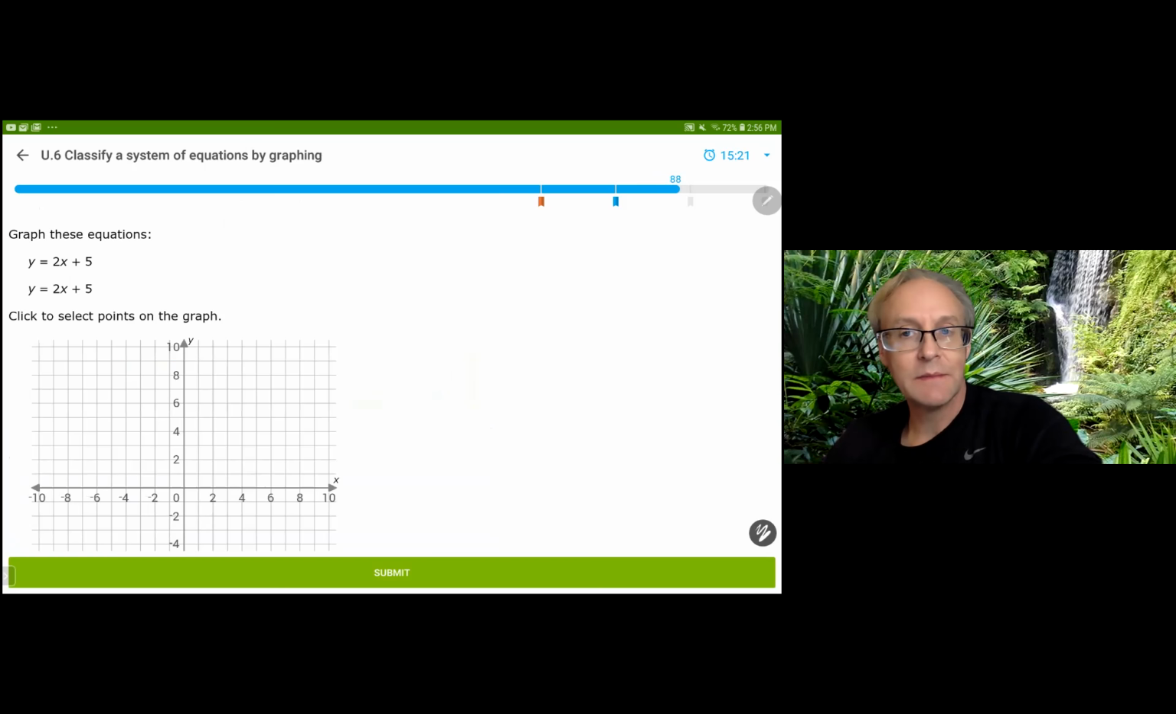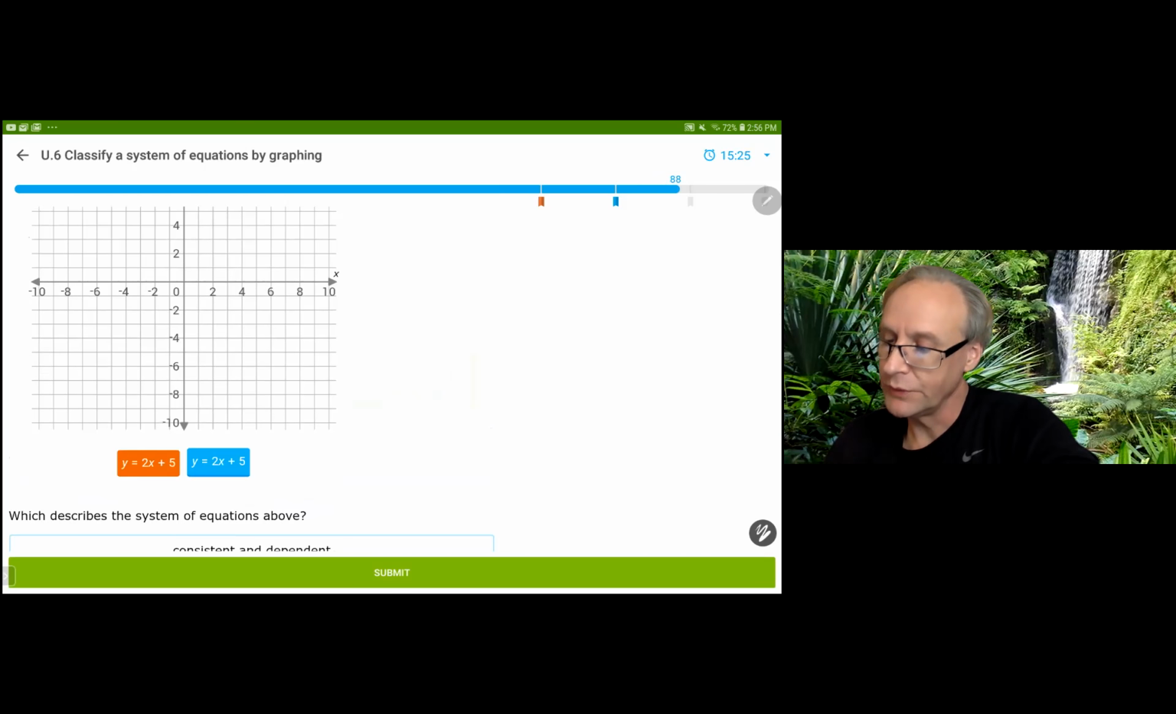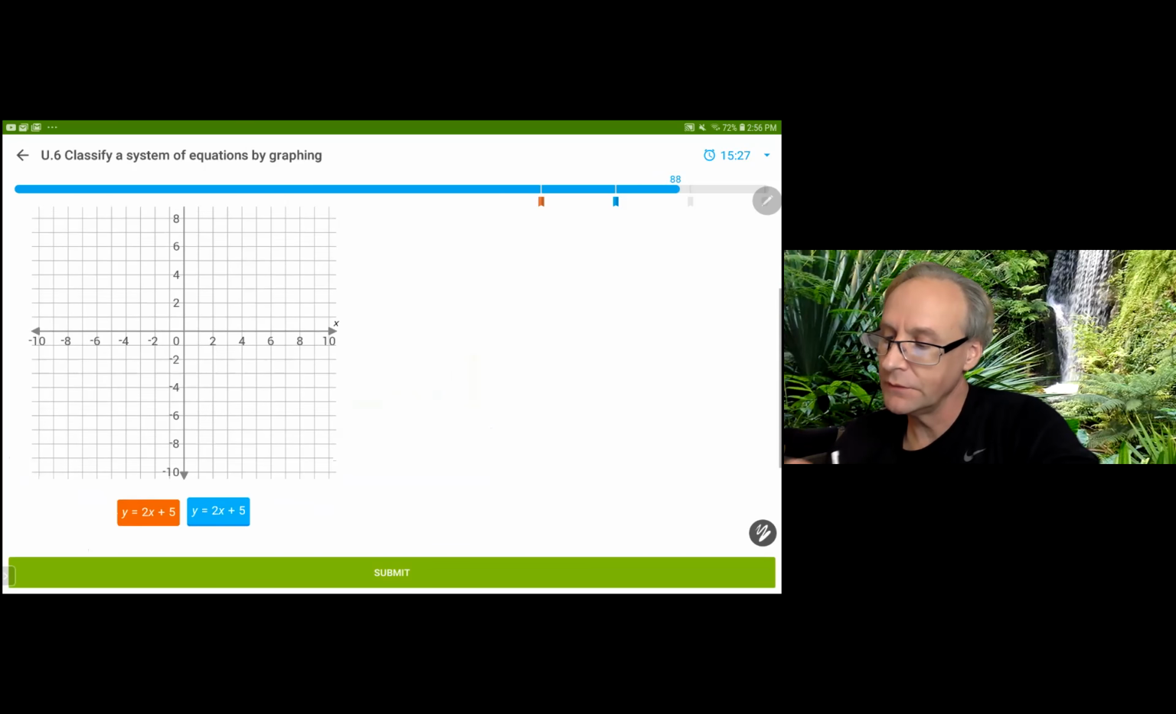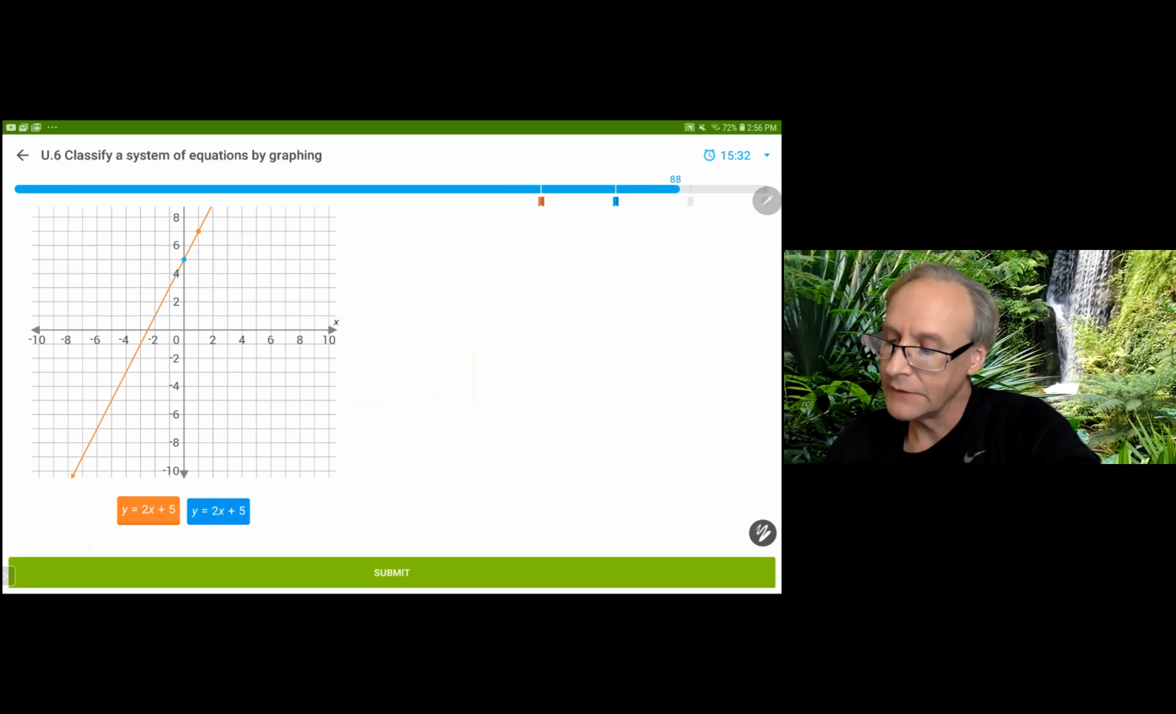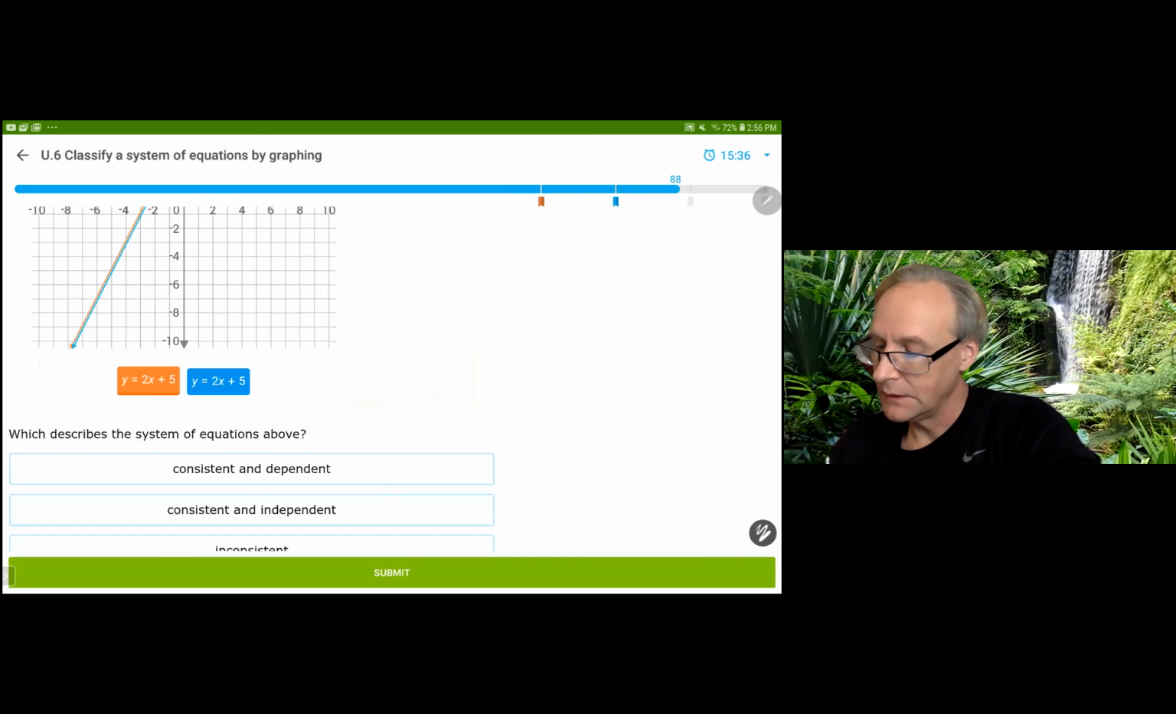Same equation. That makes them dependent, doesn't it? So we're going to go through, let's put it through 0, 5, and has a slope of 2. And we're done, dependent. Consistent and dependent. Infinite number of solutions on the line.